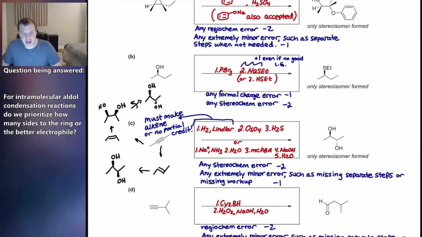For intramolecular aldol condensation, we prioritize the number of sides to the ring. So making a 5 or 6 membered ring is the most important thing. And then if there's a tie, adding to an aldehyde is better.